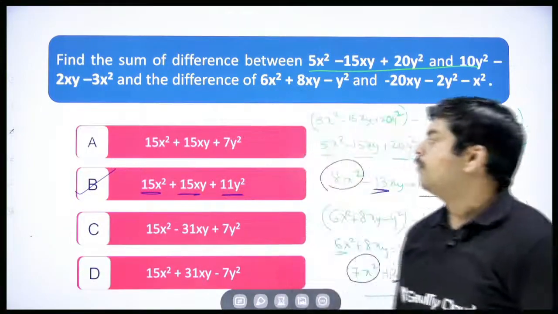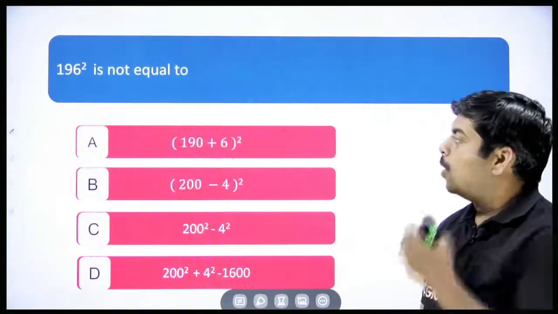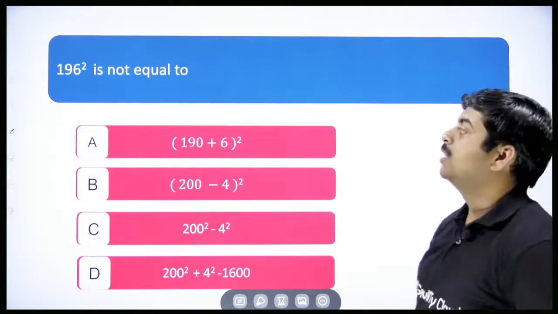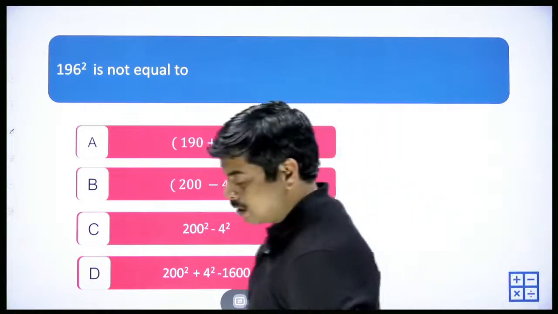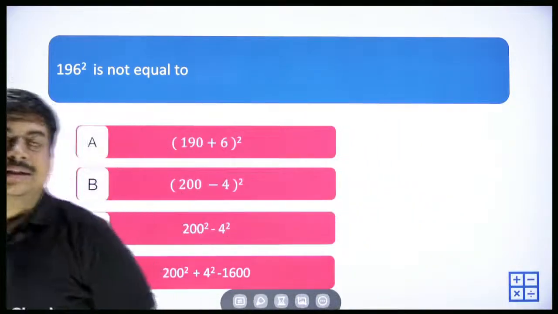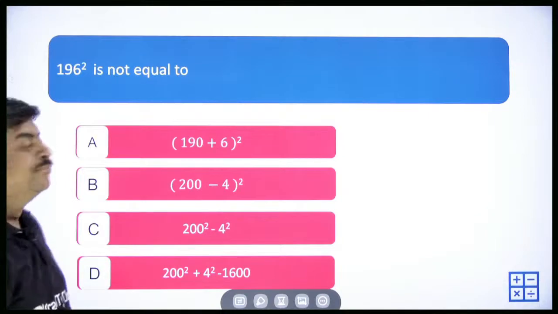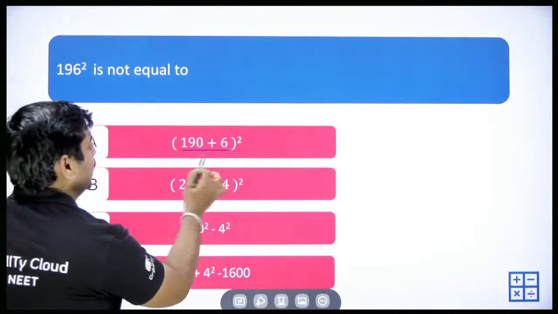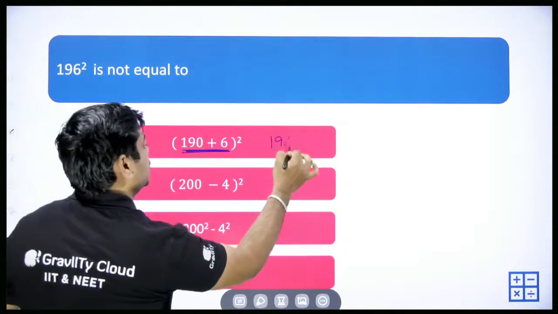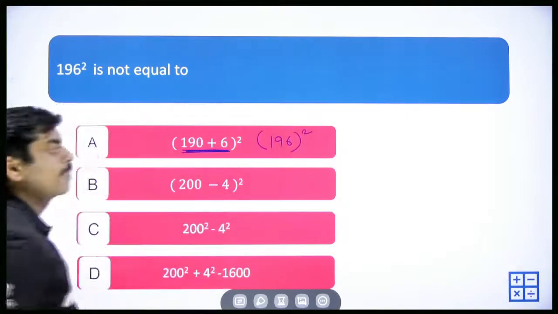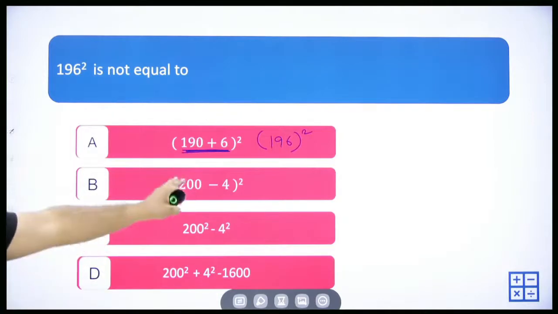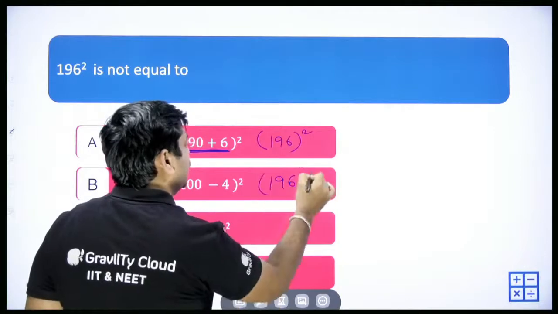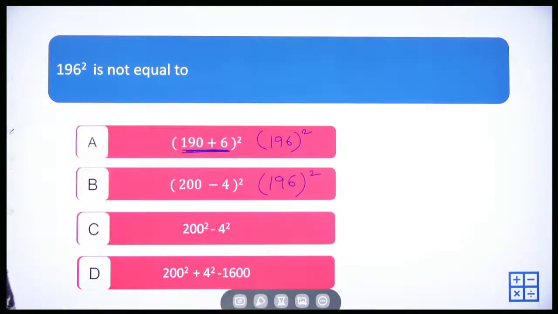Moving forward to the next question: 196 square is not equal to which of these. There you can see that 190 plus 6 is 196 whole square. That is correct. 200 minus 4 is again equal to 196 whole square. That is also the same, 196 whole square.